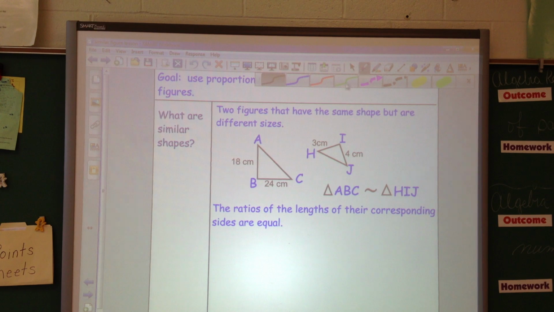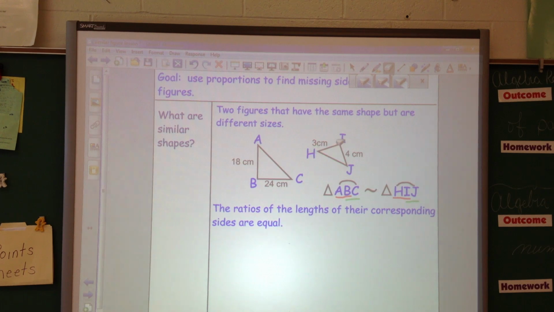So if I look up here, AB, since it's the first two letters in the name of this triangle, corresponds with HI, since they are the first two letters in the name of that triangle. And BC corresponds with IJ because they are the last two letters in the name of those triangles. And then AC corresponds with HJ because they are the first and last letter in both the triangles' names. So using that, we're going to look at the ratios of these two triangles.